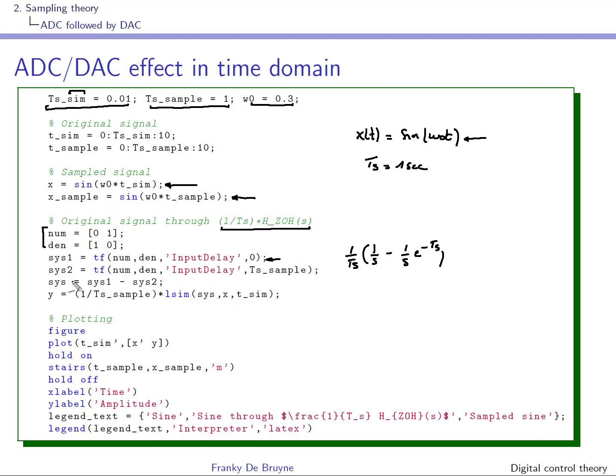And what we do is we simulate the system with this signal over here and this difference here, 1 over s, and here 1 over s times e to the minus Ts s, of course. So this signal y will be x going through this transfer function, and what we can then do is have a look at the different plots.